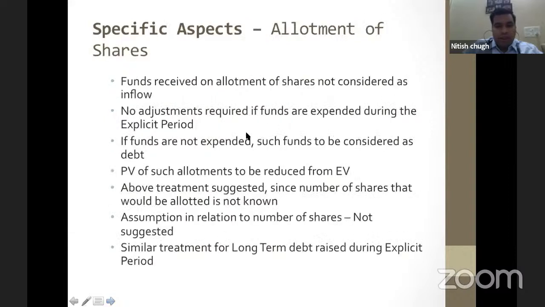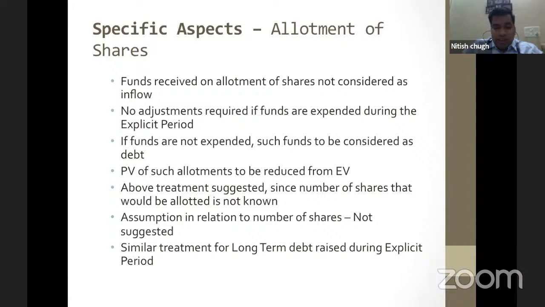Then allotment of shares: funds received on allotment of shares are not considered as inflow for the explicit period. If there is any allotment of shares, it is not considered as inflow. No adjustment is required if funds are expended during the explicit period. If such funds are not expended, such funds are to be considered as debt, just like debt. Present value of such allotments needs to be reduced from EV as on day one.